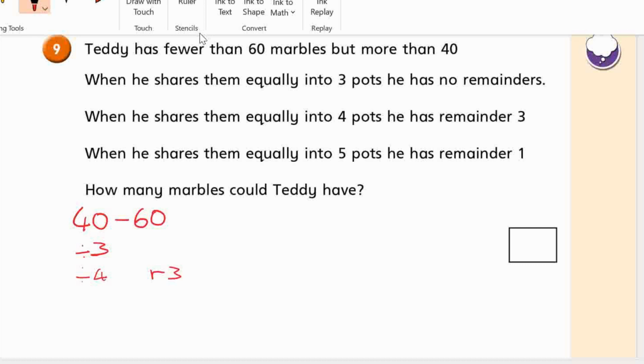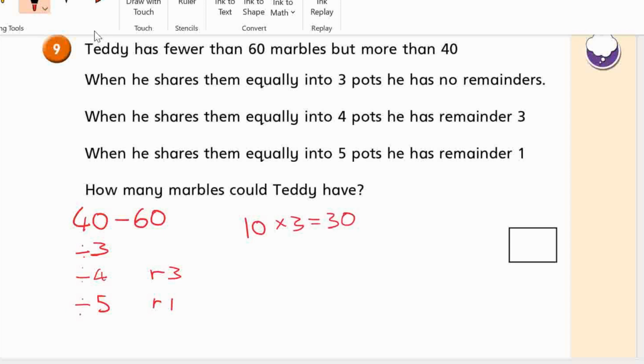Okay, and if you divide into 5 pots, I can tell this is going to be a long question. If you divide by 5 pots, he has remainder 1. Okay, right, so let's start by working out all the multiples of 3 between 40 and 60. Now we know 10 times 3 is 30, okay, and we know that 3 times 3 is 9. Okay, I'll just write that down. So we know 10 times 3 is 30. Well, we want to get above 40.